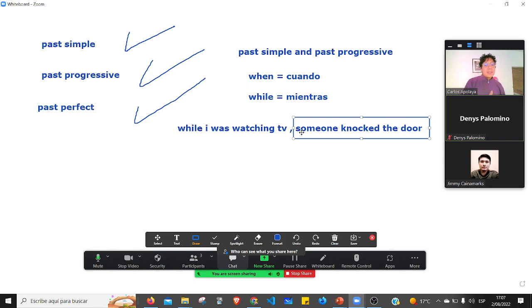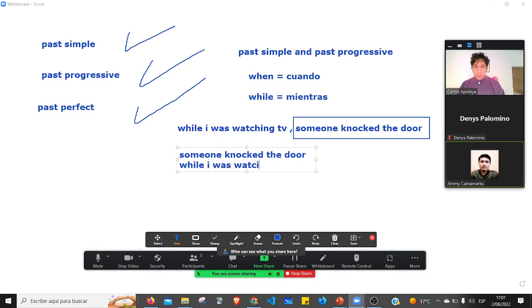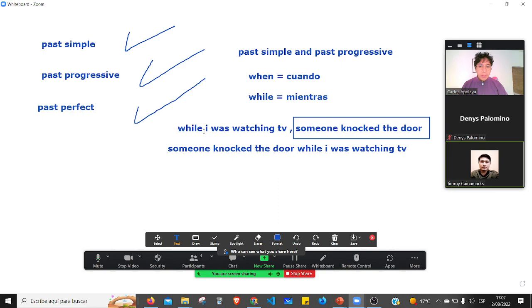So you can say, well, while I was watching TV, someone knocked the door. Or you can say, someone knocked the door while I was watching TV. But what is the difference here? When you start with the word while, you have to use the comma here. But if not, it is not necessary, just write directly. Did you understand? Okay. We use a comma when I use the past progressive before, and not when it's past simple, no? Yes. You use a comma when you start with while. Simple like that. In this case, you have while in the middle, so you don't need to use a comma. You got it right now?